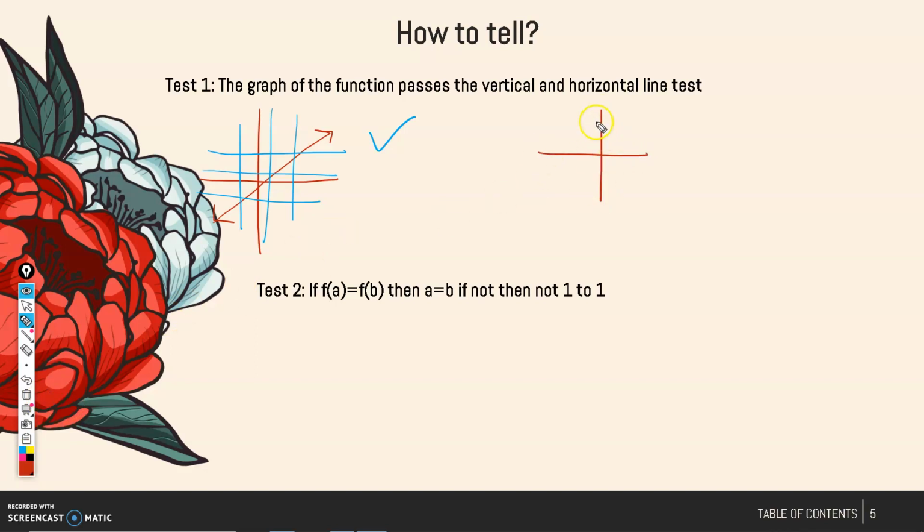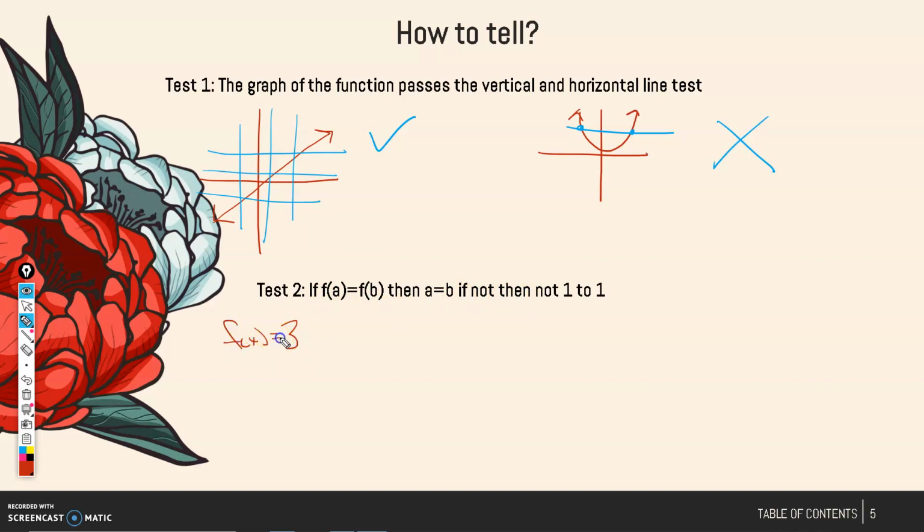On the contrary, our good old parabola passes the vertical line test, but it fails the horizontal line test because it passes through two points. So no, that is not a one-to-one function. The other way to tell is if f of a equals f of b, then that would imply a equals b. And if not, then it's not a one-to-one.